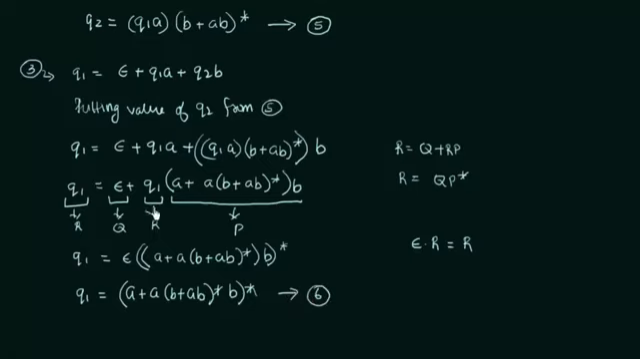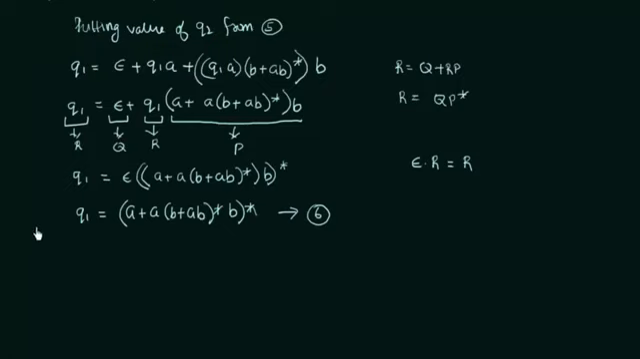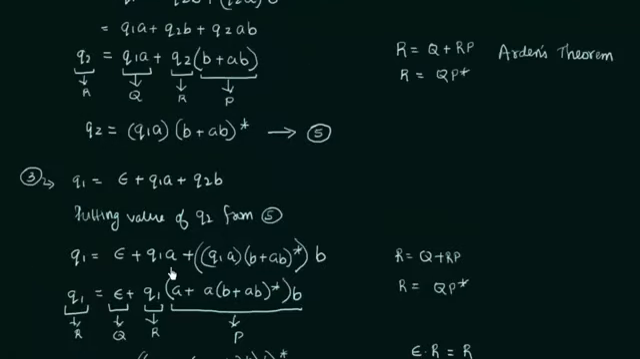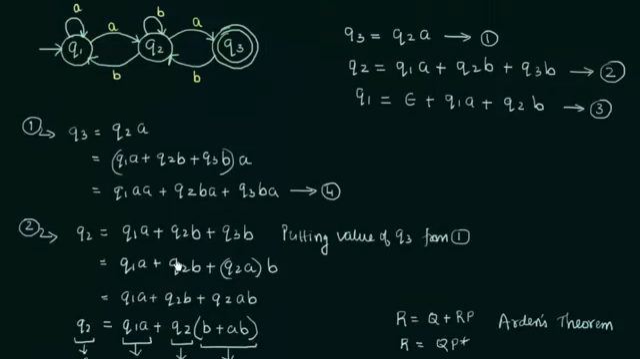Okay, now we have simplified the values of Q1, Q2 and Q3. Now the final step that we have to do is we have to take our final state and substitute all these values in the equation for the final state. And what is my final state? My final state was Q3, if you remember. And what is the equation for Q3? Q3 is equal to the first equation that we had for Q3, this one, Q2A.